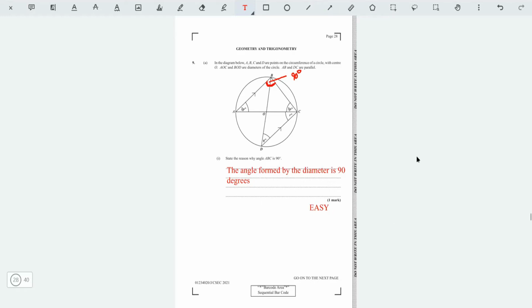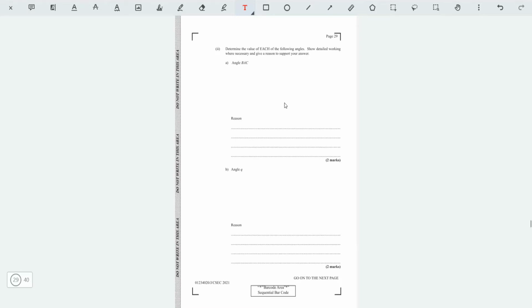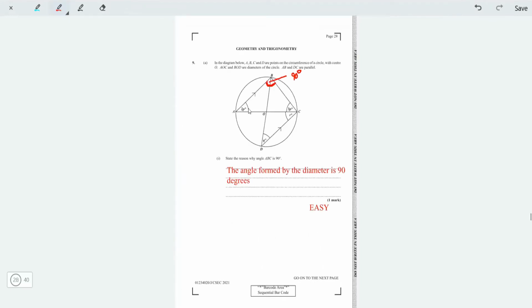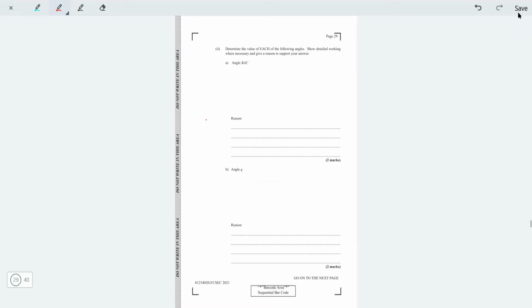Now they say determine each of the following angles and show detailed working where necessary. Find angle BAC. Angle BAC, so we need this angle right here. Now angles in a triangle sum to 180. So what we do know is that 2P plus 3P plus 90 is 180. We can tell them that angles in a triangle sum to 180.